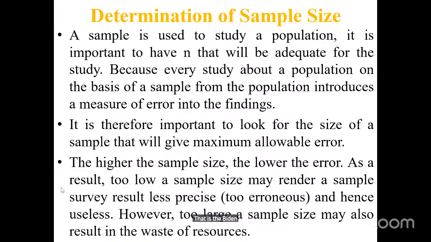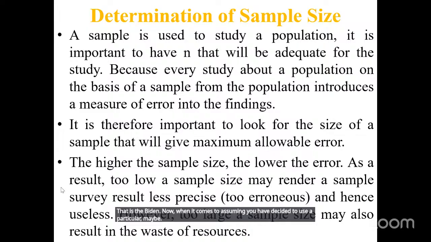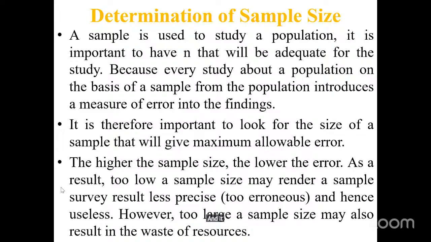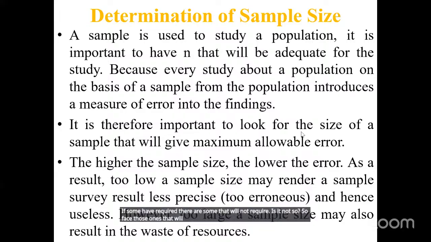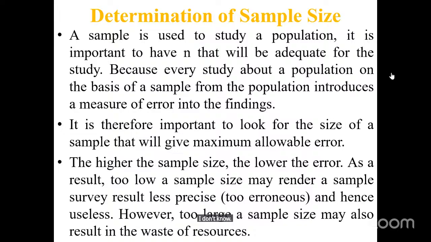Now, assuming you have decided to use a particular set of people, and it happens that when you get there, some have declined. If it is a research work that involves sampling, if some have declined, there are some that will not decline. Is it not so? So, face those ones that will not decline and get your data from them. I don't know, I've tried to balance the question you asked.